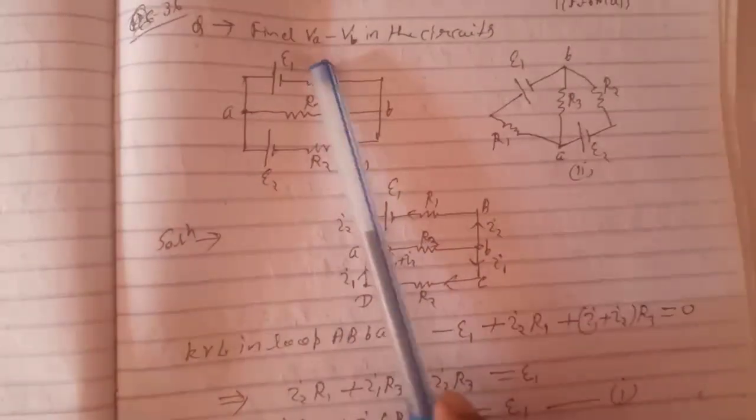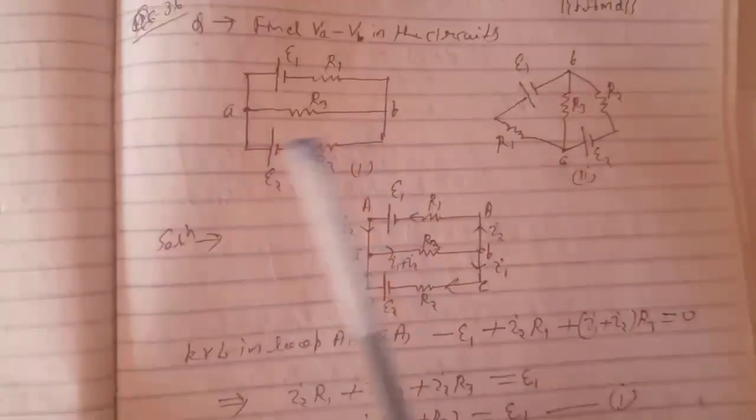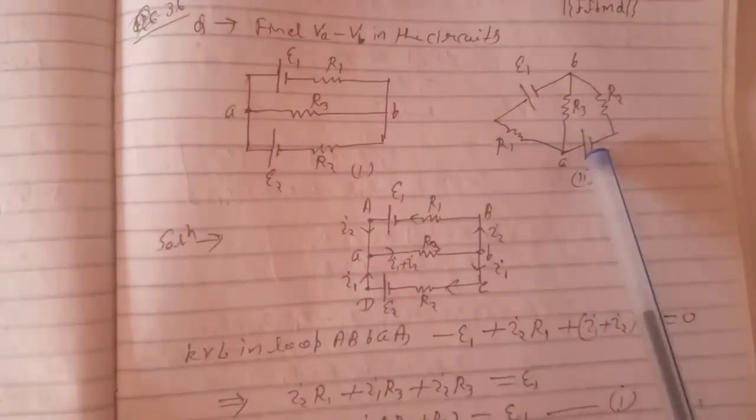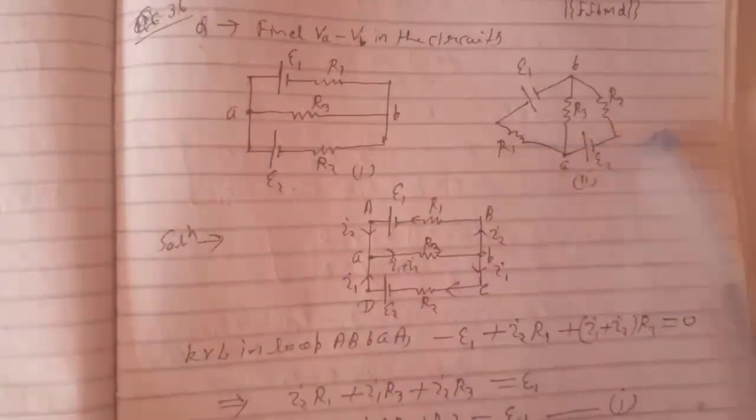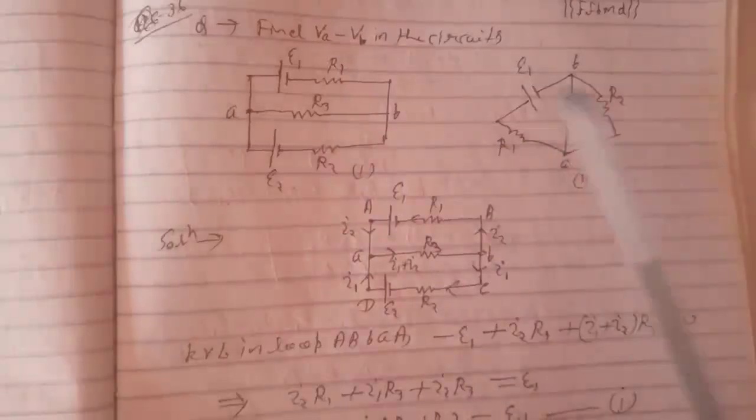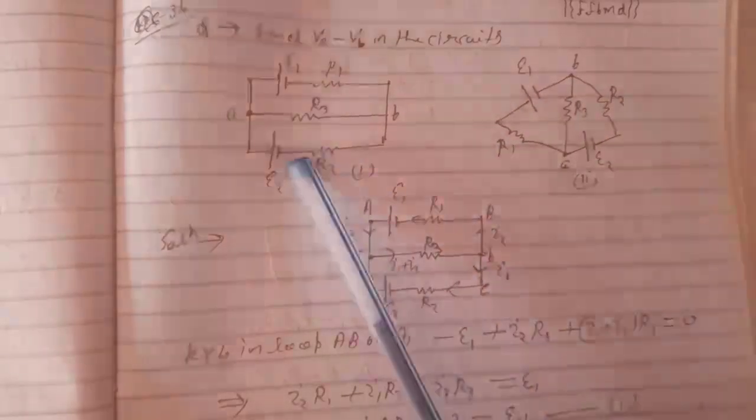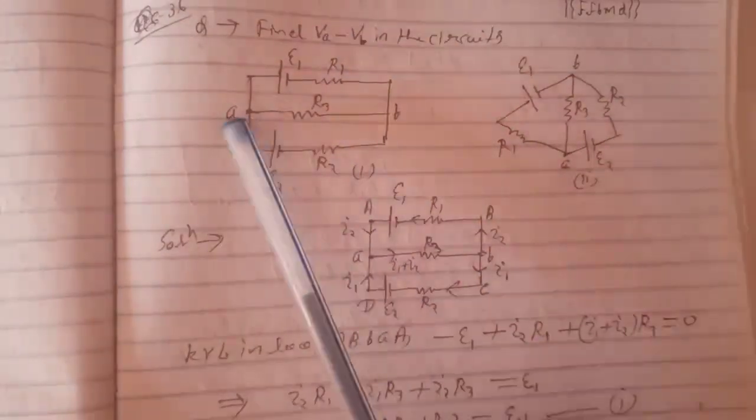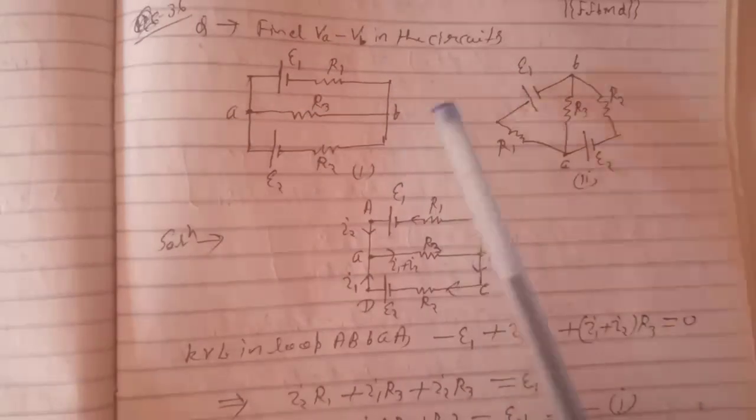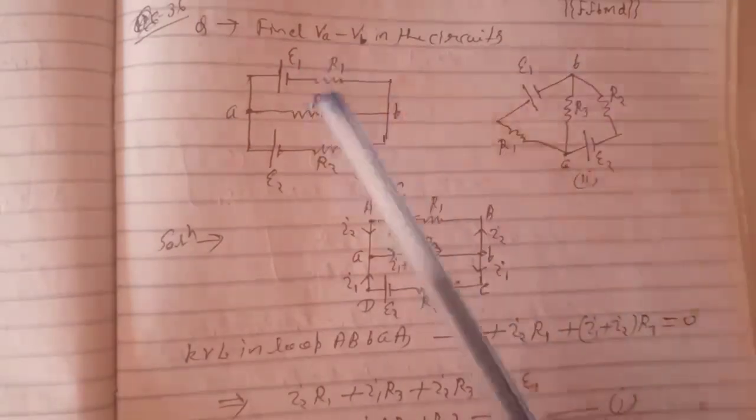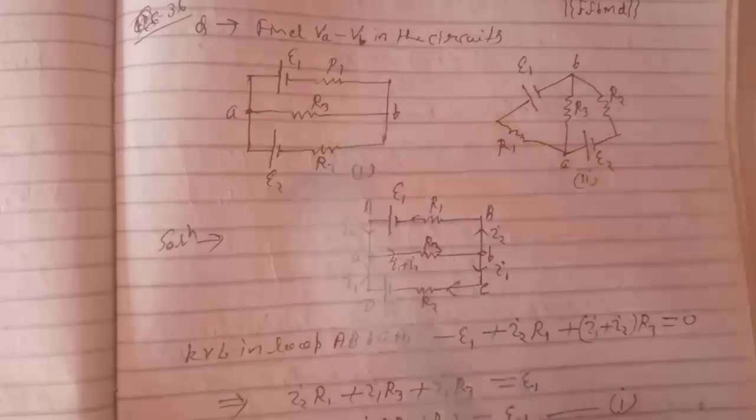Find VA minus VB in the circuit. Here the circuit is shown. This is circuit 1 and this is circuit 2. This is a loop here and this is a loop. Both are closed circuits, and we have to find the potential difference between points A and B. So let's solve the first problem.